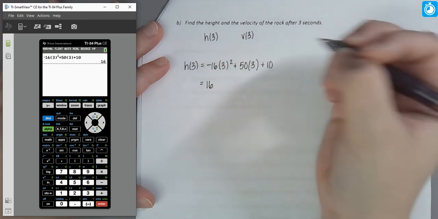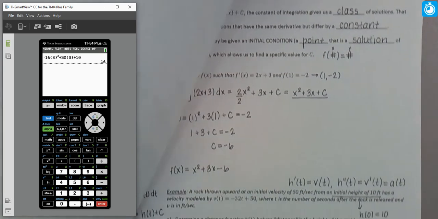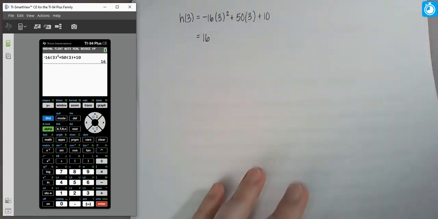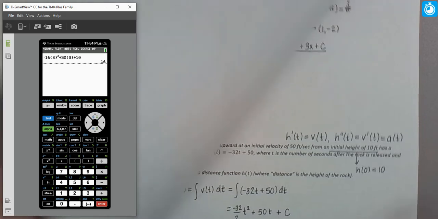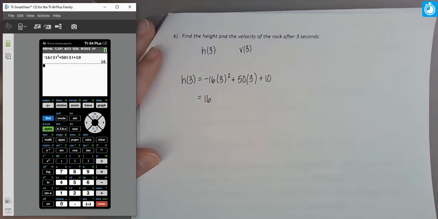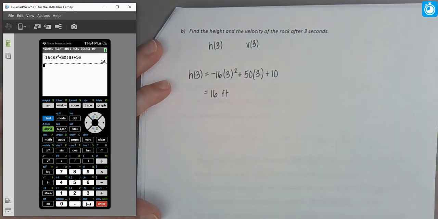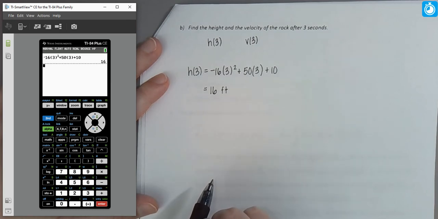Well, 16 what? What is our unit for height? What is our unit for distance? Well, we were told that t is the number of seconds. We were evaluating with respect to 3 seconds. And velocity is in feet per second. Well, if velocity is a rate, feet with respect to seconds, then that means height is just going to be in terms of feet. So that's going to be 16 feet. So 3 seconds after this object has been thrown, it's 16 feet in the air.